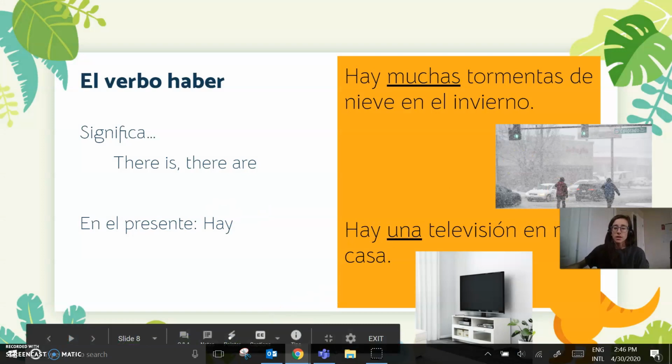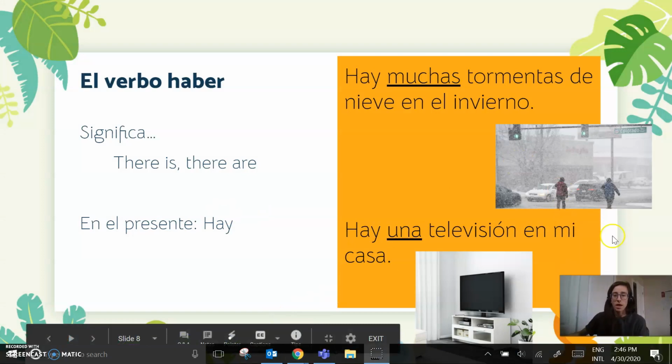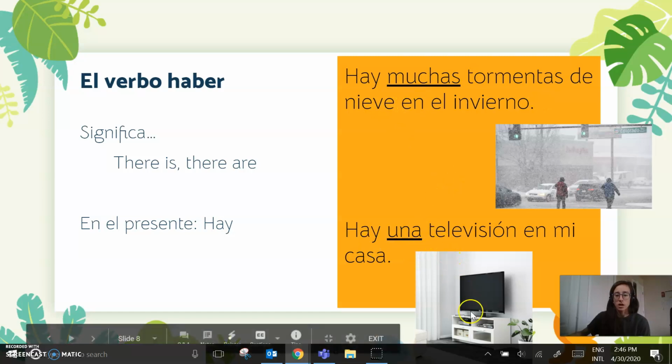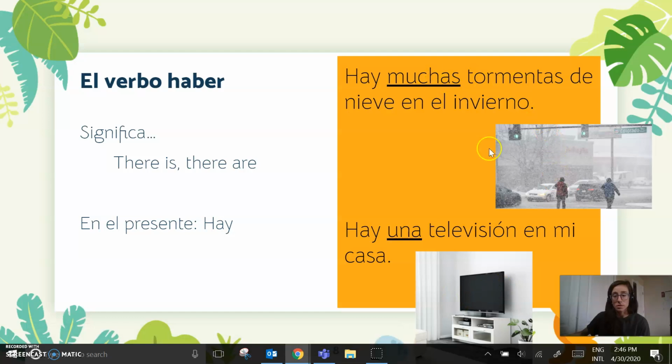So I use these examples here. I'm going to move my video again, using some vocab from this unit. Hay muchas tormentas de nieve en el invierno. Aquí es una tormenta de nieve. Okay, hay muchas tormentas de nieve en el invierno y hay una televisión en mi casa. So here we see there are multiple snowstorms. Here we see there's only one television, but we still only use hay.